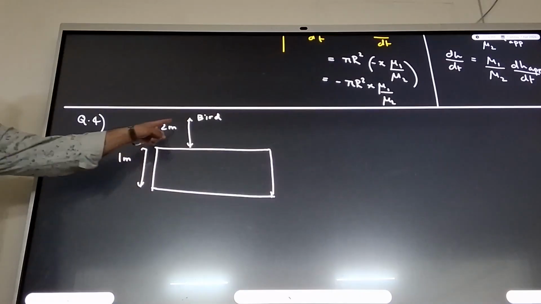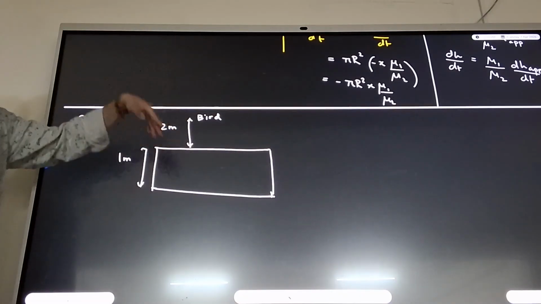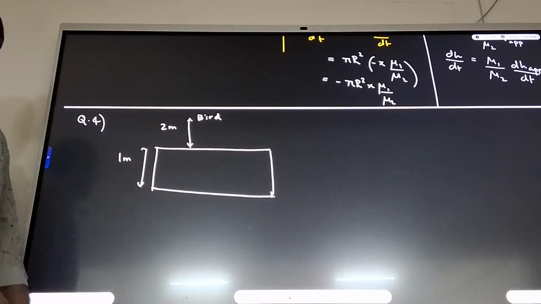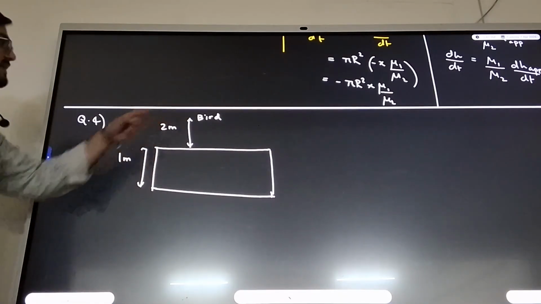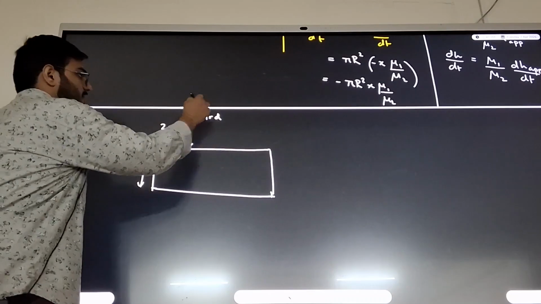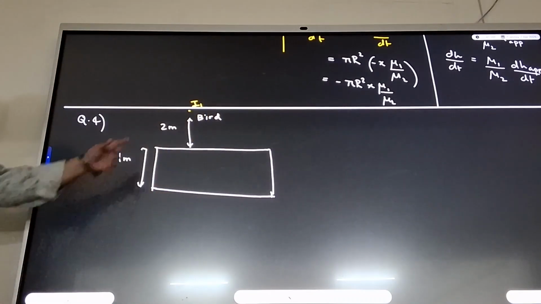Yes, because it's formed at the same side. That is the defining characteristic. V and U has the same sign convention. So it will be right. This will be image 1. What will be the distance of image 1?